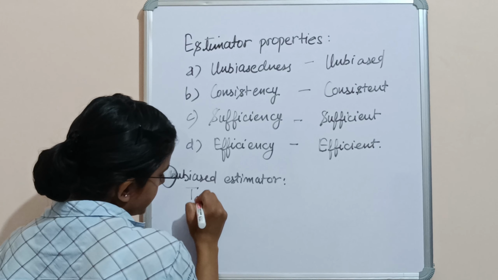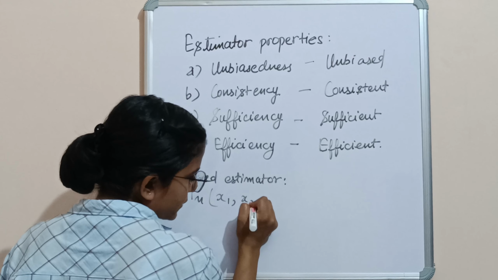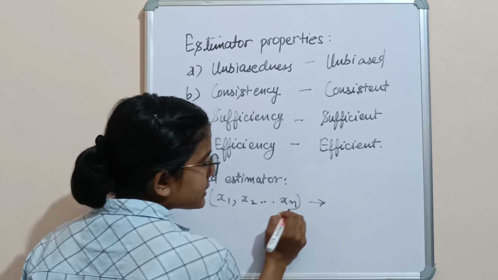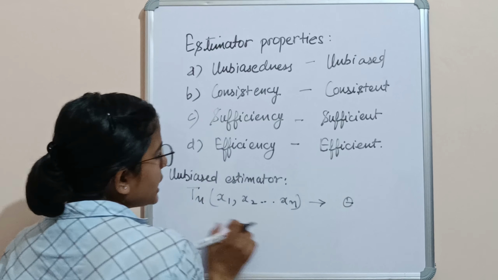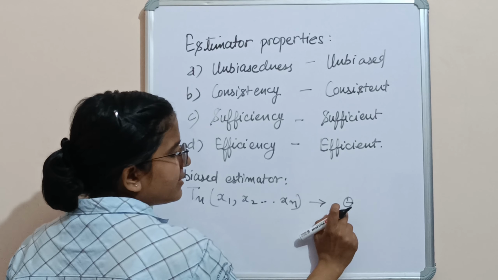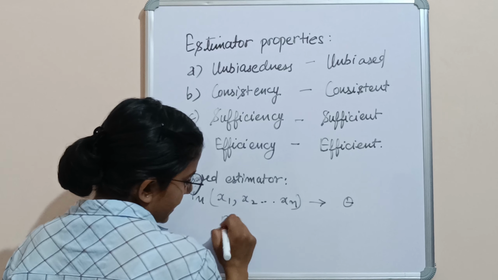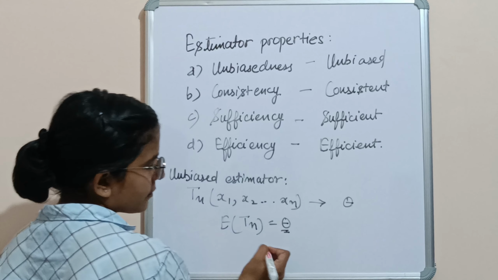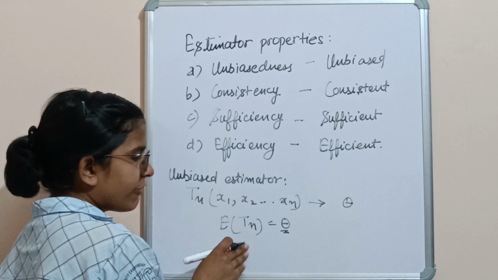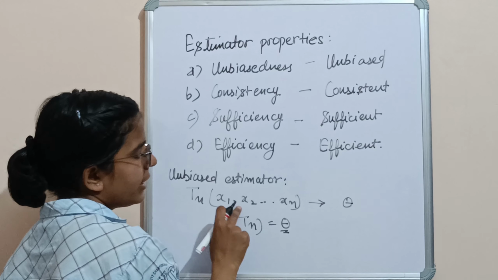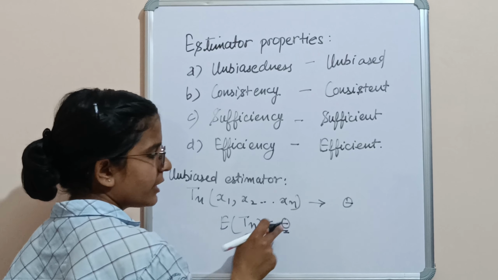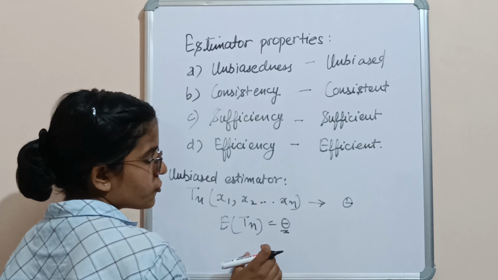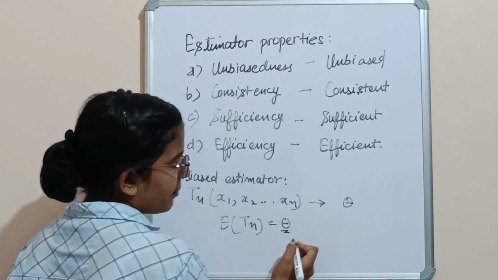If we have a function Tn of x1, x2 till xn, these random variables, that is an estimator of theta, Tn will be an unbiased estimator of theta if the expectation of Tn equals theta. Our Tn function will be an unbiased estimator if its expectation equals our unknown parameter value.